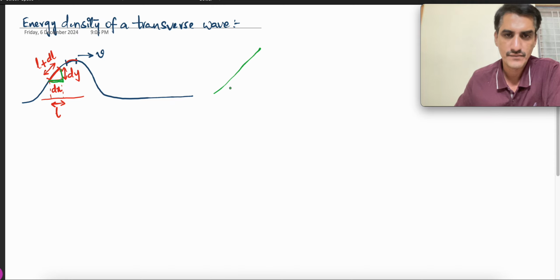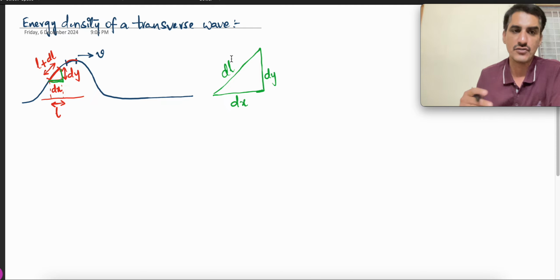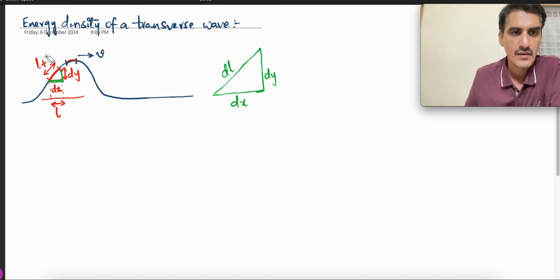See here. Now let us assume that this is a right angle triangle. Let's take that part of it. Consider this is dx and this is dy. Assume that this is dl. The length elongation, let us assume that the elongation is dl only.